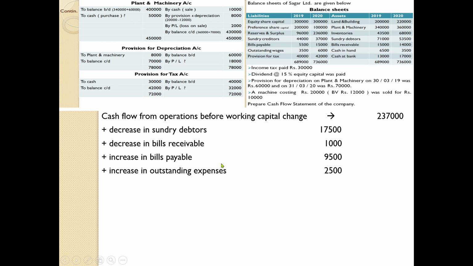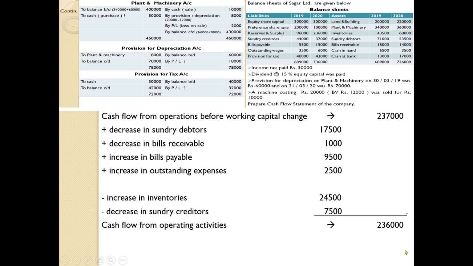So we have recorded all the items that led to the inflow of cash, that is, all those increases in current liabilities and all those decreases in current assets. Next one, increase in inventories. You need to deduct all those items that lead to an outflow of cash. Increase in inventories, there is 24,500. See inventories, there is an increase. Next one, decrease in sundry creditors, 7,500, because the amount is paid back, so there is a cash outflow, it has to be deducted. After adjusting that, you will get cash flow from operating activity 2,36,000.